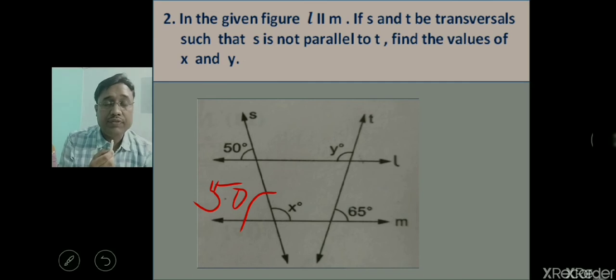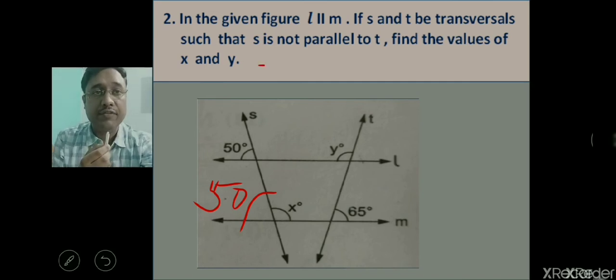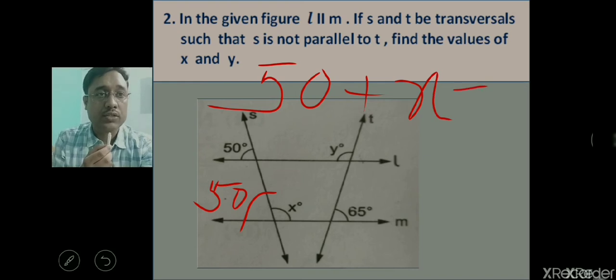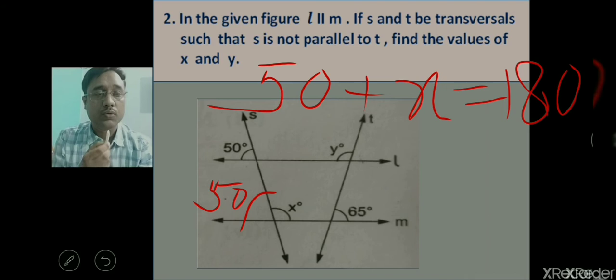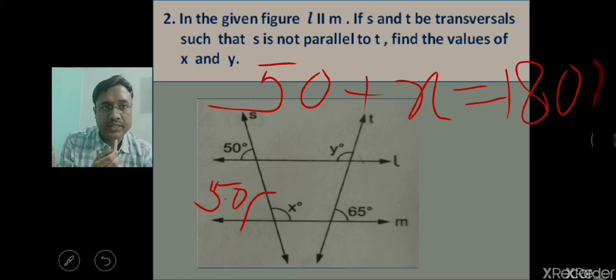If this angle is 50 degrees, then the other angle x will be 130 degrees, because 50 plus x equals 180. Then you solve this equation: x equals 180 minus 50, which means 130 degrees.